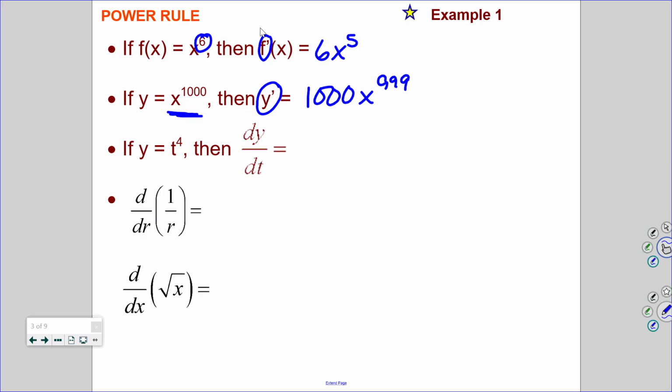Again, here is another notation for the derivative. So this says my function is y, and I want to take the derivative with respect to t. So t is the variable for this particular function. So again, I take the power, write down the variable, and subtract 1 from that exponent, so that would be 4 times t to the third.